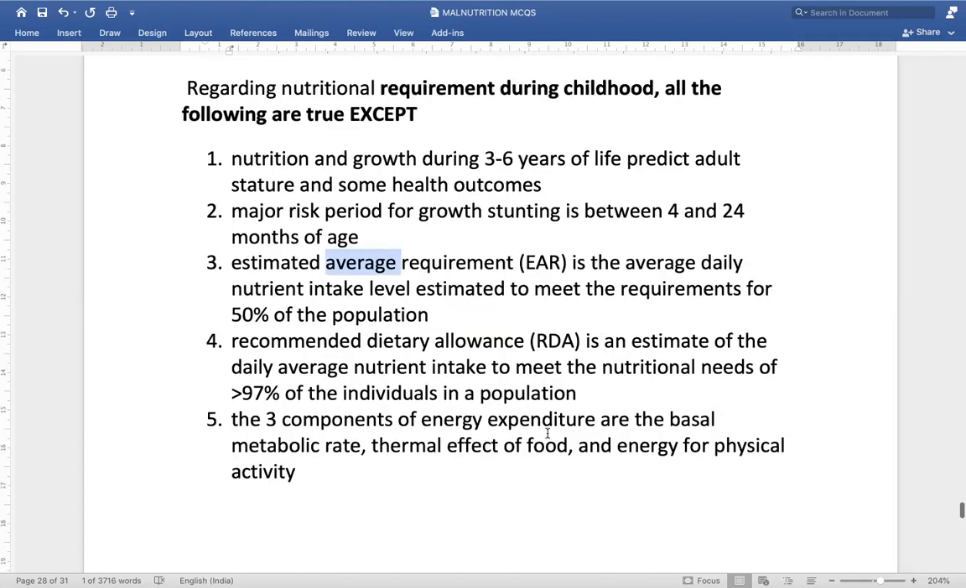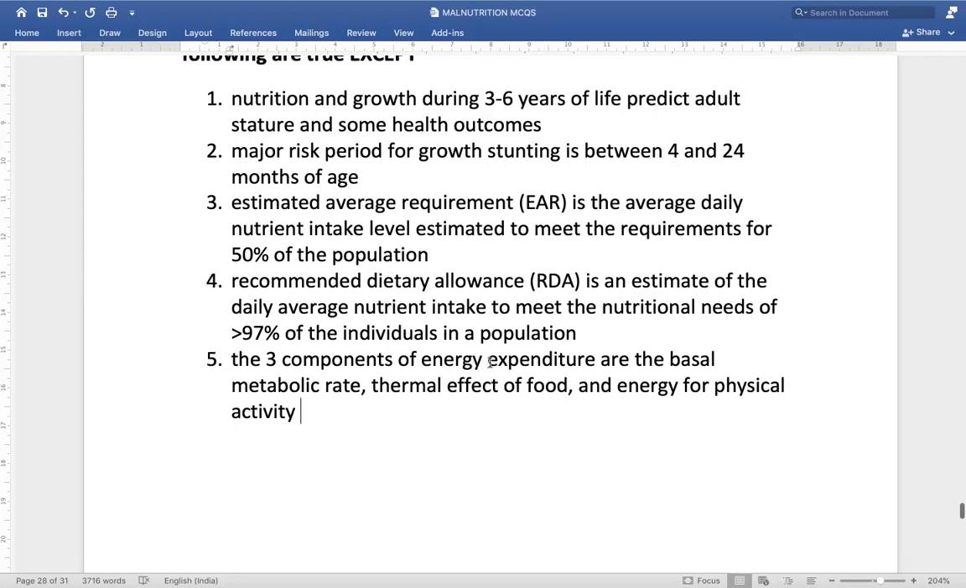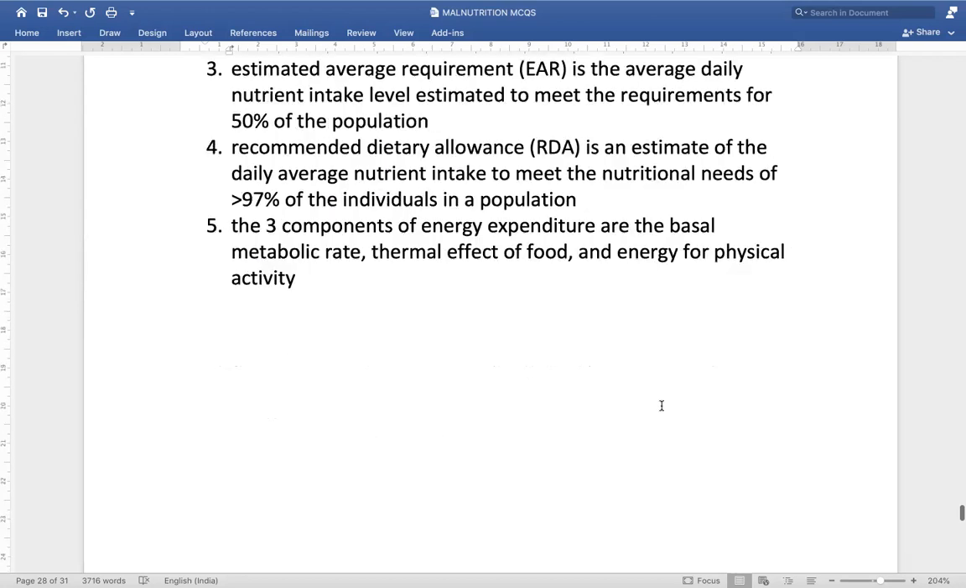And what are the three components of energy expenditure? Basal metabolic rate, thermic effect of food, and energy for physical activity. Plus in the pediatric age group, we already know it is energy for growth and development. So those are the four components in the pediatric age group. In any age group, these are the three components of energy expenditure.